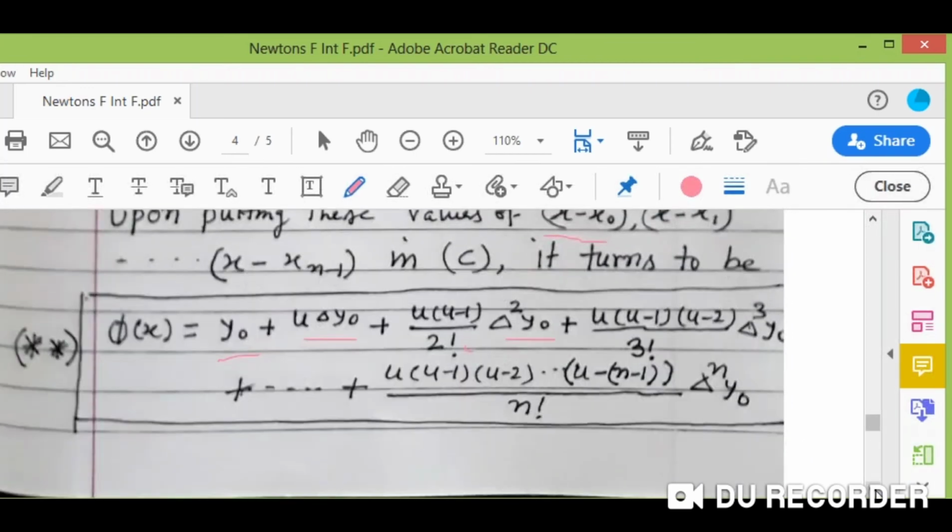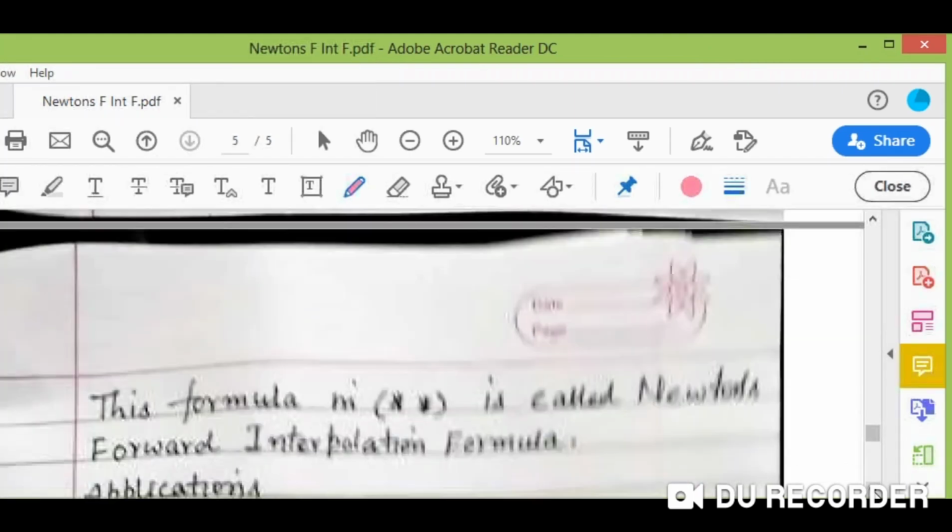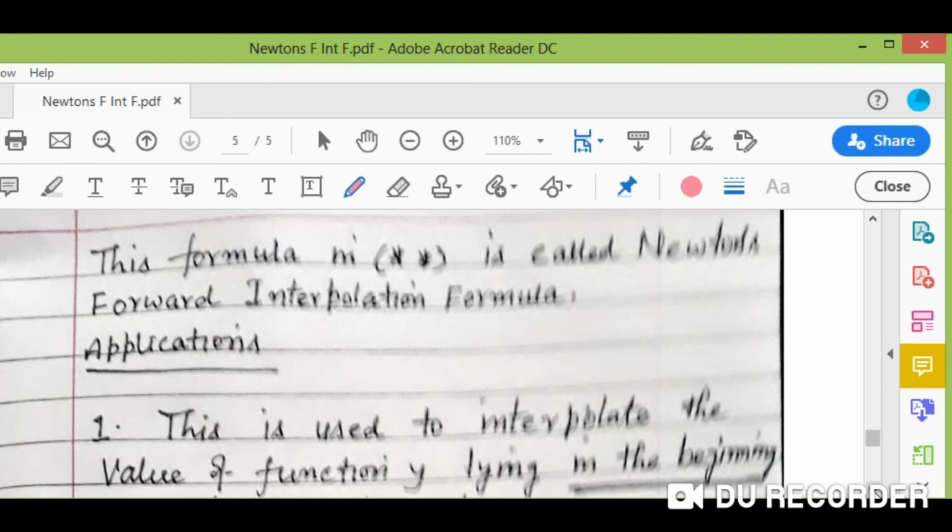Similarly, the third term, the fourth term, and the last term is this one: u into u minus 1, u minus 2, up to u minus n plus 1, delta n y0, and the denominator is factorial n. This is an interpolation formula. This formula is called Newton's forward interpolation formula, or Newton's forward difference interpolation formula.